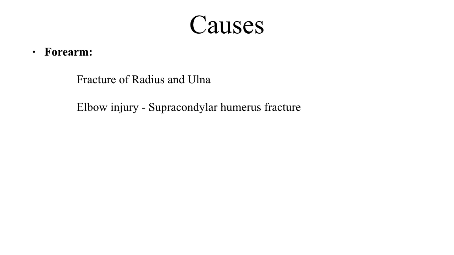Now coming to the causes, the commonest site where compartment syndrome can happen is the forearm, and the injuries in the forearm that can result in compartment syndrome are fractures of the radius and ulna, distal end of radius fractures and wrist fractures, and elbow injury, of which the commonest is supracondylar humerus fractures. So these traumatic fractures of the forearm can result in hematoma and compartment syndrome of the forearm.